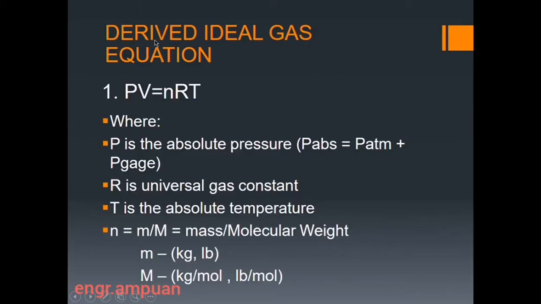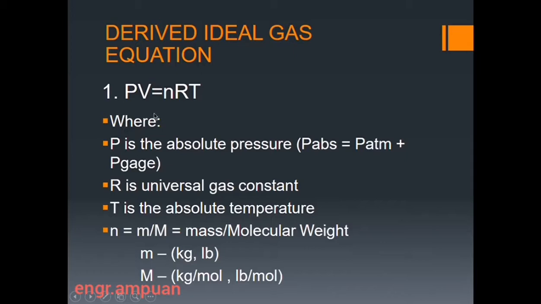So I have three derived ideal gas equations. The first one is PV = nRT, where the P here is the absolute pressure. When we say absolute pressure, it is the sum of the atmospheric pressure and the gauge pressure.